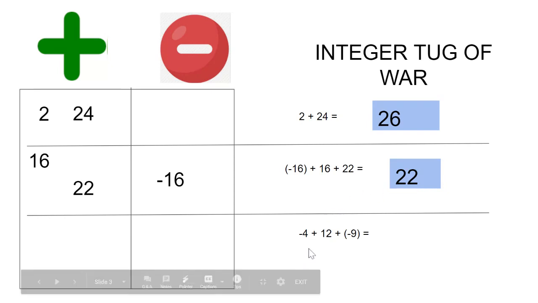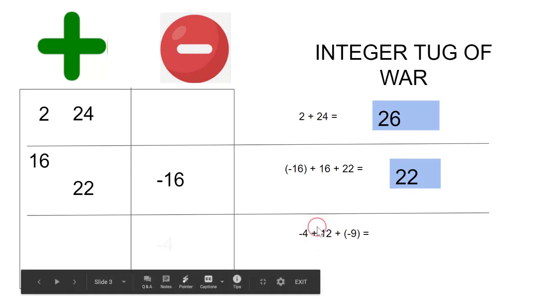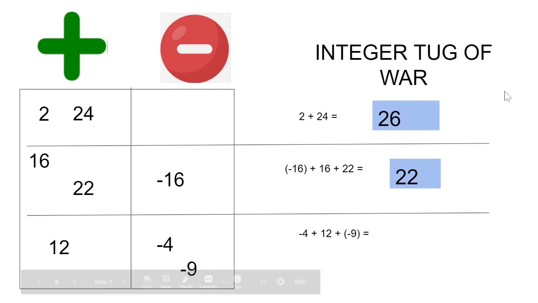And here's our last example in integer tug of war. We have negative 4, positive 12, and then negative 9. So for this one, I am going to add my negative 9 plus my negative 4, and I get negative 13. Now I have to do negatives versus positives. So I'm going to do 13 minus 12, which is 1.